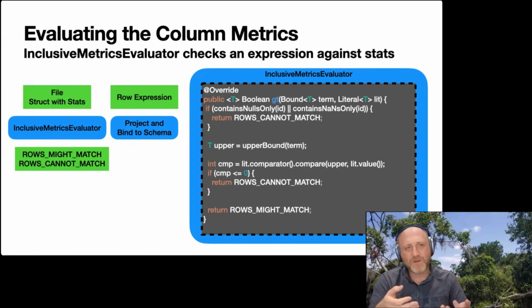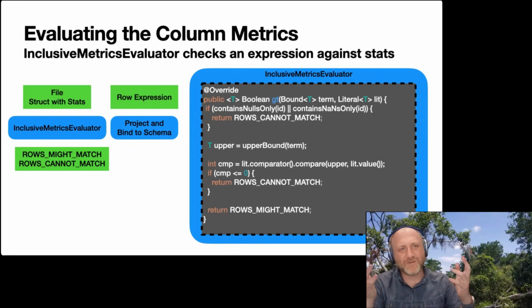So there could be an expression that we need to apply to this upper bound before we can compare it to our literal, or we might be able to use it raw if we're actually checking the value of the column against a literal. Anyway, the long and the short of it is we are just basically comparing that upper bound inside of the file struct to the upper bound in our expression. And if it works out, we say the rows can match, and if it doesn't, we say the rows cannot match. And we put those all together, and then we end up with an answer for a particular file of either rows might match for this file or rows don't match for this file.